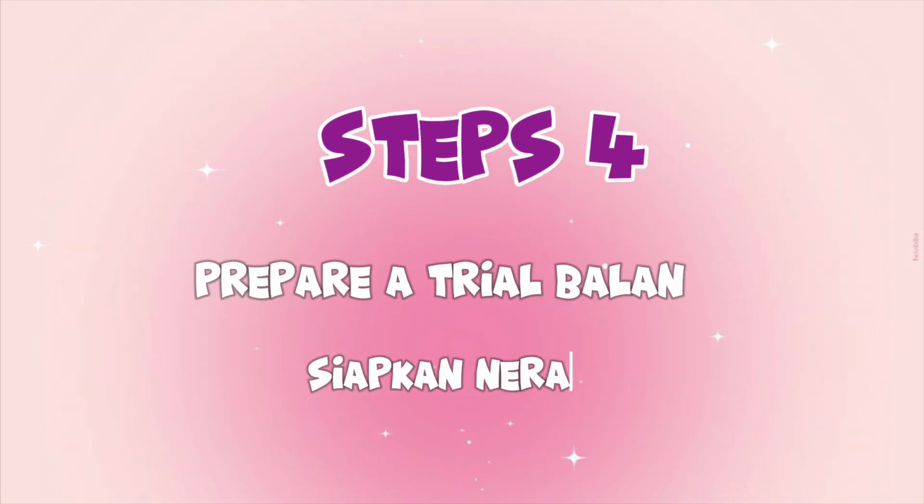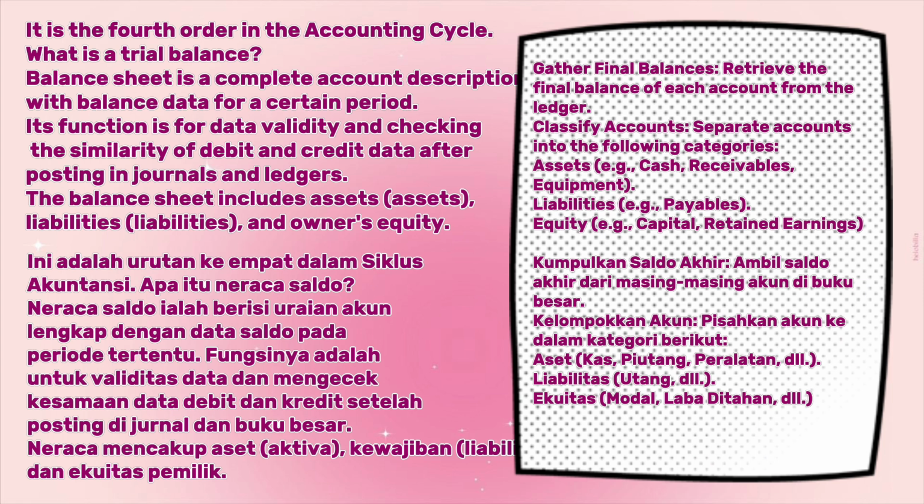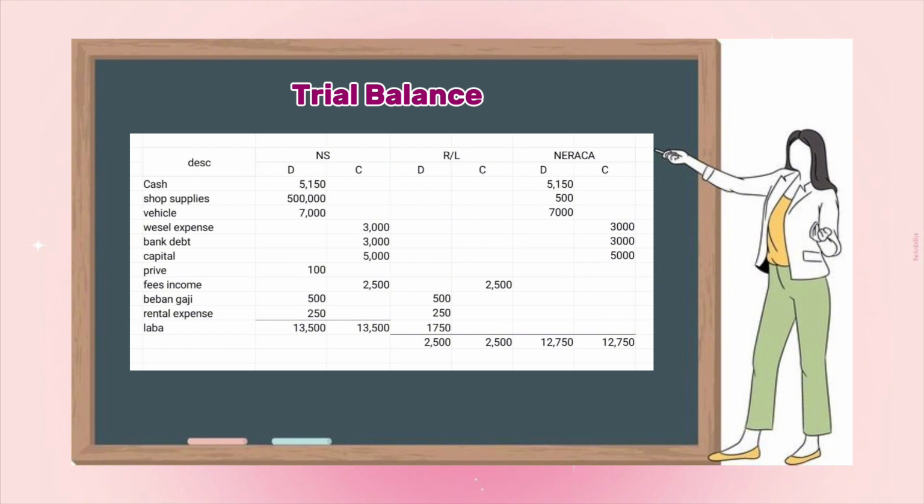Step 4. Prepare a trial balance. It is the fourth step in the accounting cycle. Its function is for data validity and checking the similarity of debit and credit data after posting in journal and ledgers. The balance sheet includes assets, liabilities, and owner's equity. Classify accounts. Separate accounts into the following categories: assets, e.g. cash, receivables, equipment; liabilities, e.g. payables; equity, e.g. capital, retained earnings.